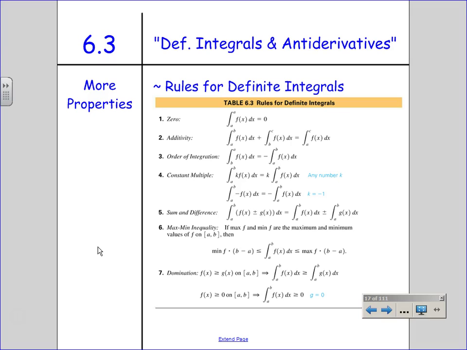Ooh, what's new? These two. Max, min, inequality, and domination. Oh, that's an integral property? We missed out last year. Missing out on domination. Well, I don't know. It's kind of cool.